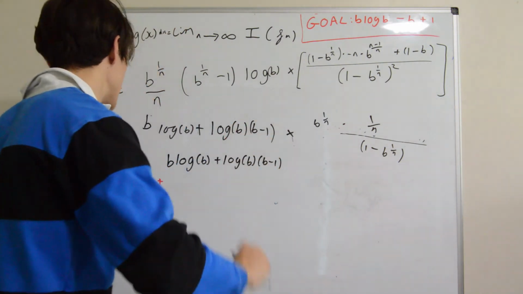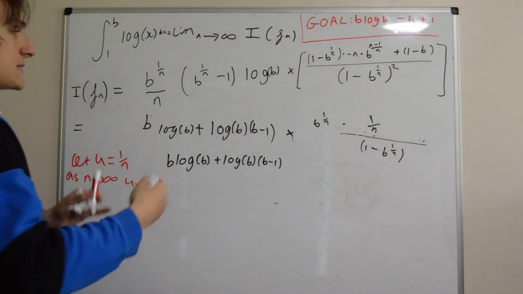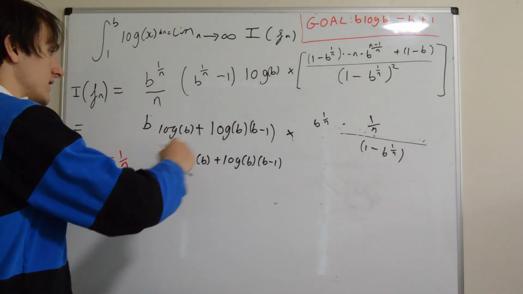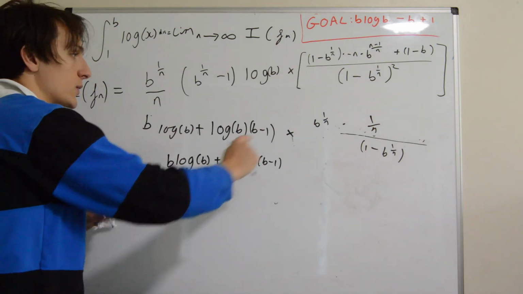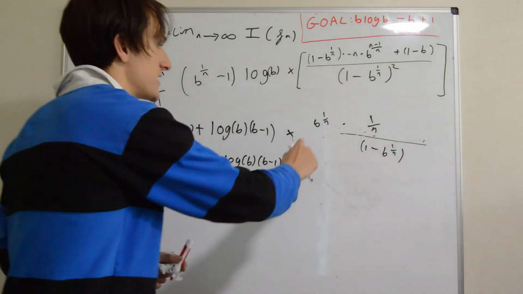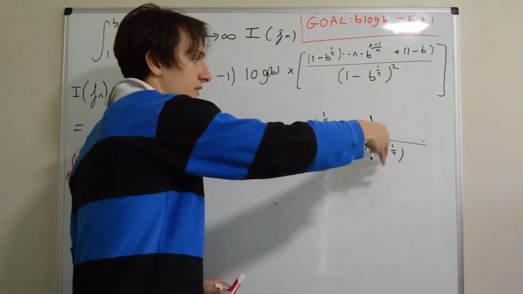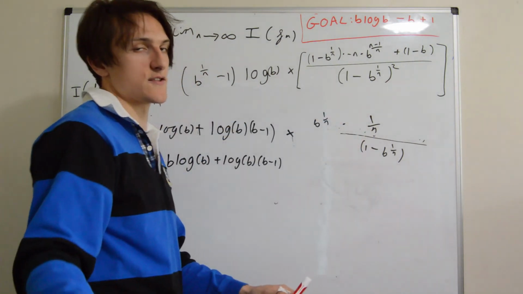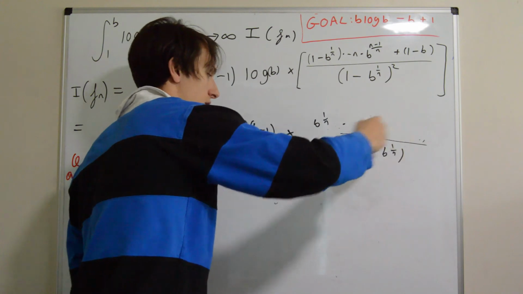First of all, let's consider what happens to this b to the 1 over n. Let's be very pedantic. Let's sub in the u, so we get b to the power of u. And as u goes to 0, we get b to the power of 0, which is just 1. So I don't actually need to consider this thing. This is kind of irrelevant. This is not the dangerous part. The thing of the form 0 over 0, that's the dangerous part. So ignoring this, now apply L'Hopital's rule to this fraction.